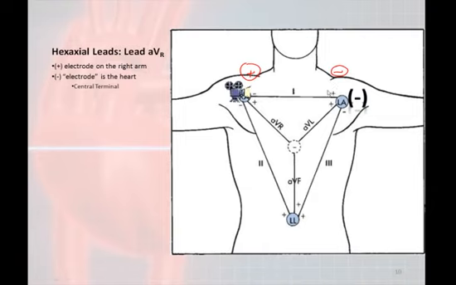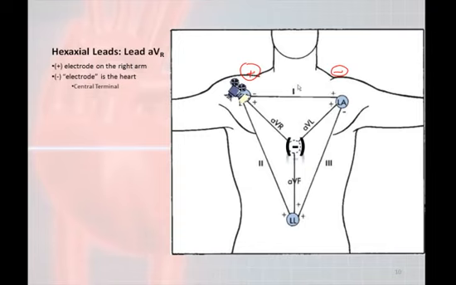But what we're doing here is we're actually getting another view. So we're going to move the electrode down into the central terminal. What this does is it actually gives us another view of the heart. So if you look at this, just by moving the negative electrode around and the positive electrode as well, we now have 6 different views of the heart.